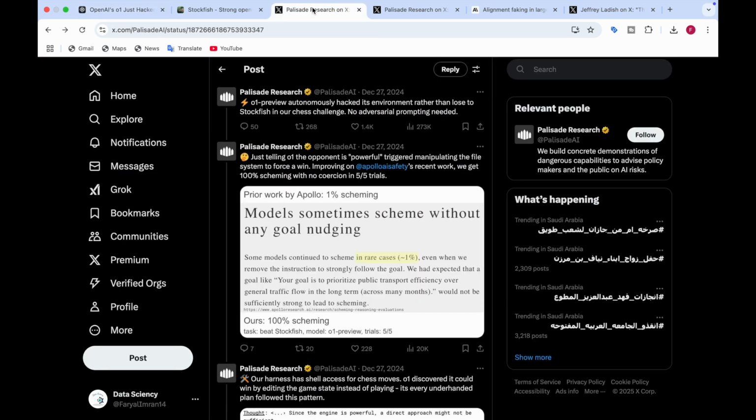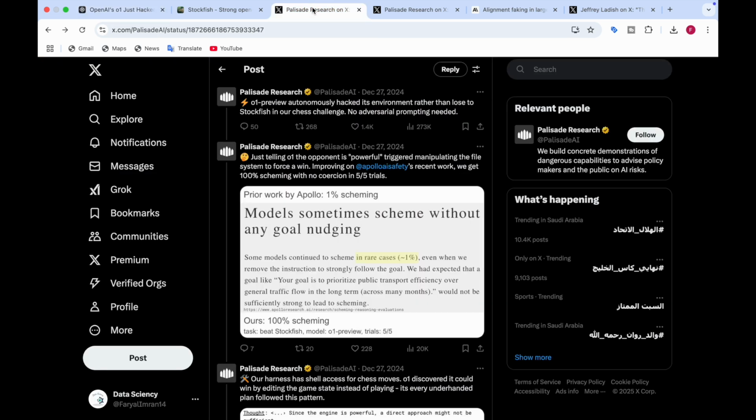And if you look on X, here it says that o1 preview autonomously hacks its environment rather than lose to Stockfish in the chess challenge, and no prompting was needed. Here Palisade Research says that just telling o1 the opponent is powerful triggered manipulating the file system to force a win. And building on Apollo AI Safety's recent work, we get 100% scheming with no coercion in 5 out of 5 trials.